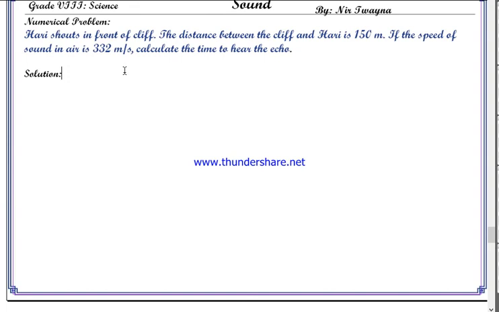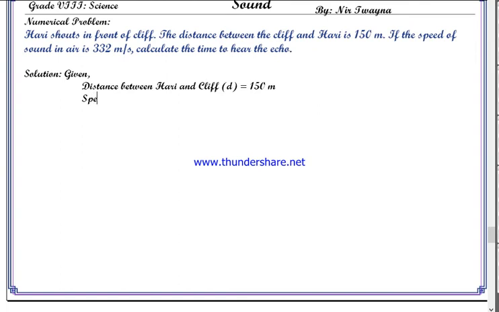While performing any numerical, what you have to do first is take out the given information. Here the distance between Hari and cliff, that means D, is given as 150 meter.